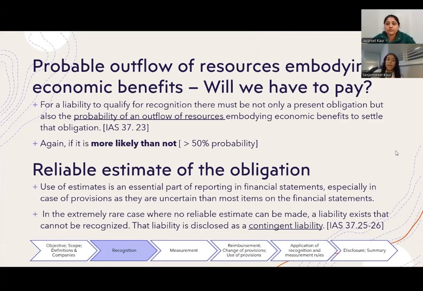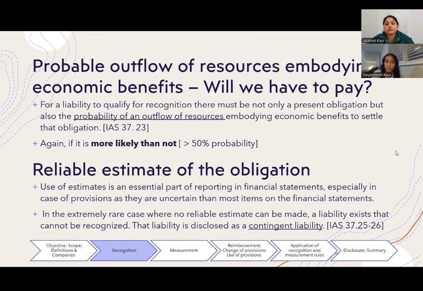So, as it is the same with the obligation, what are the economic benefits, the outflow we're talking about? Will the company have to pay? Here we have to again gather all the evidence we can, and after gathering all that evidence, if there's more than 50% chance that the company would have to pay to settle this obligation, we have to recognize a provision, if all the other conditions are being met or not.